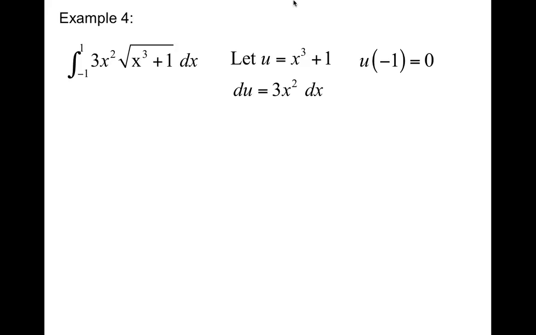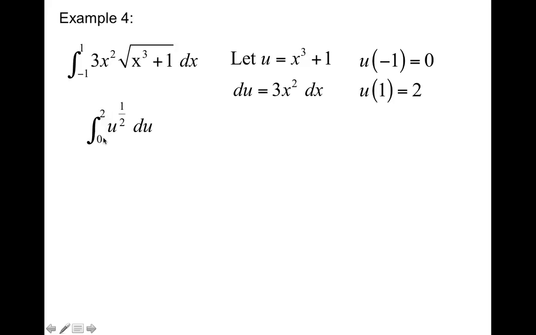I'm going to find my new limits here. I plug a -1 into this function here, so if I plug a -1 in, I get -1 plus 1 is 0. Do the same thing with 1. When I plug a 1 in and cube it, I get 1 plus 1 is 2. And so now I can write this as u to the 1/2, because all of this is u. We're taking the square root, so really a 1/2 power there. These two pieces here were replaced with the du. I now have new limits.